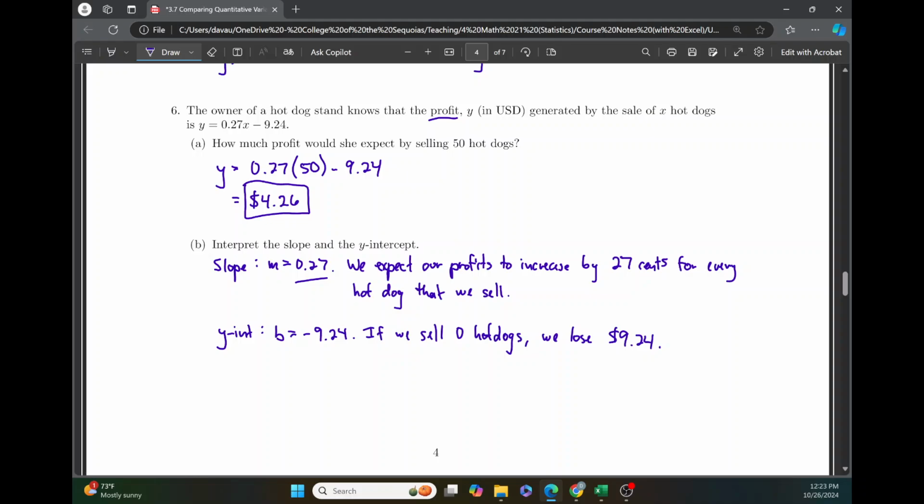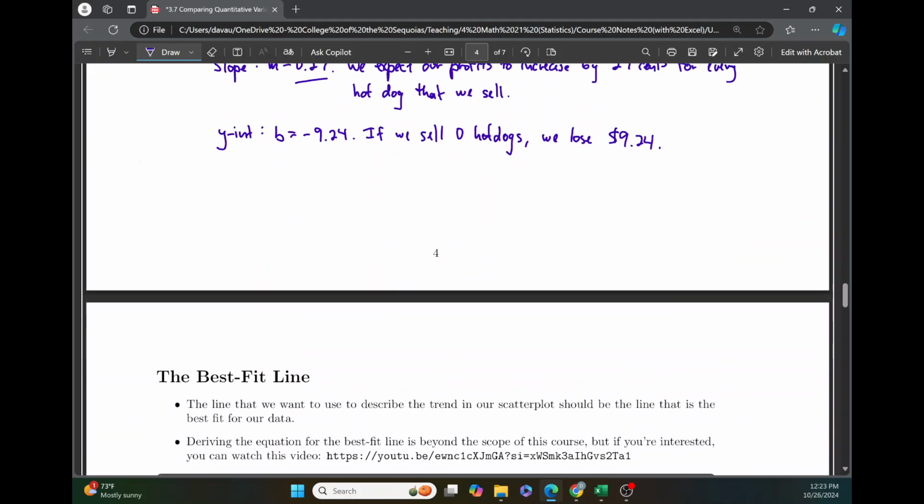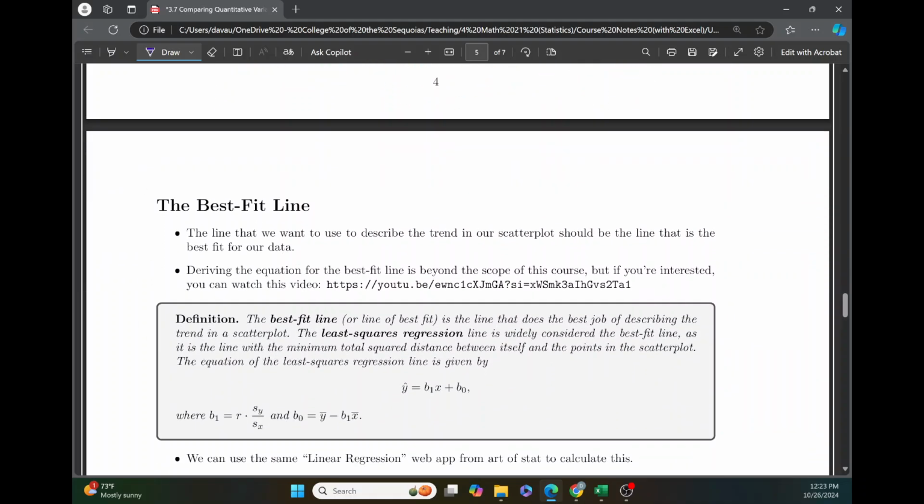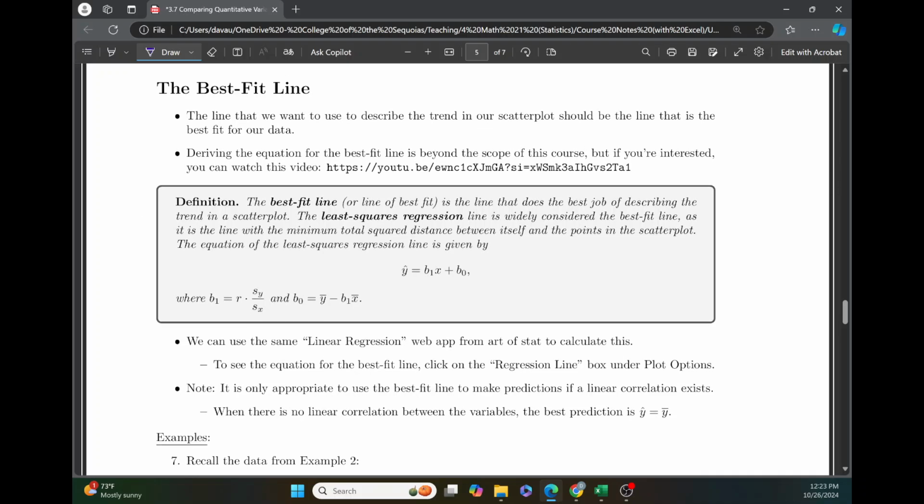Okay, so this is how lines work. This is how we interpret the slope and the y-intercept and how we make predictions. With that in hand now, let's talk about the best fit line. Okay, so the line that we want to use to describe the trend in our scatter plot should be the line that is the best fit for the data, of course. Now, what exactly does it mean for a line to be the best fit? That's somewhat open to interpretation, okay?